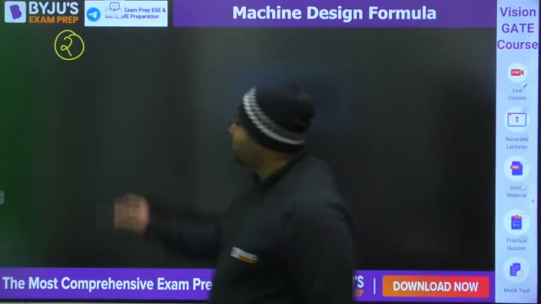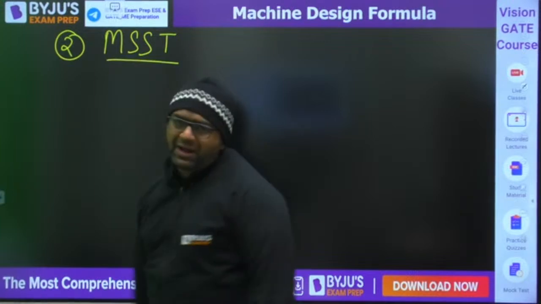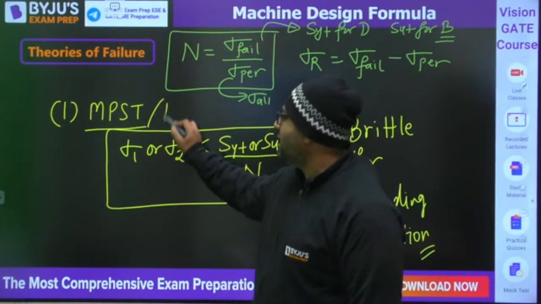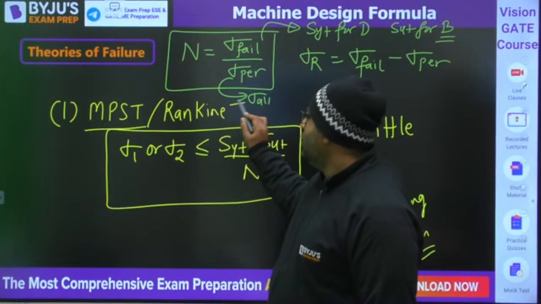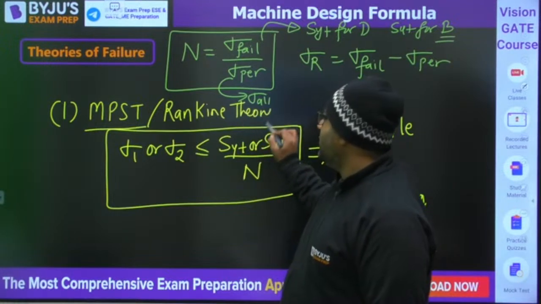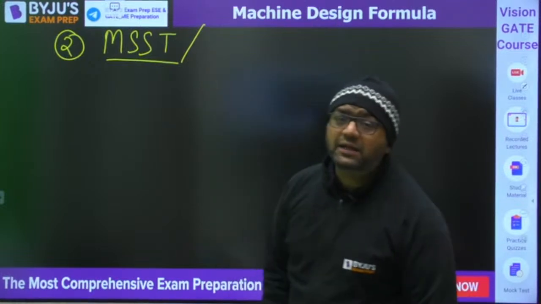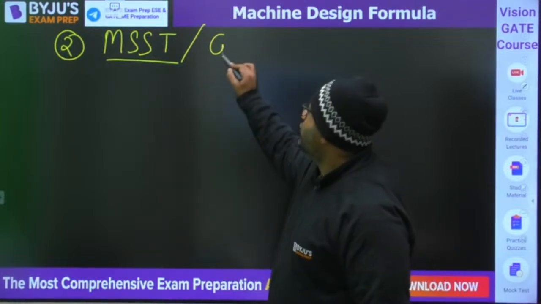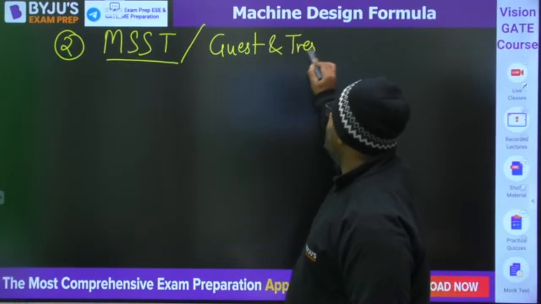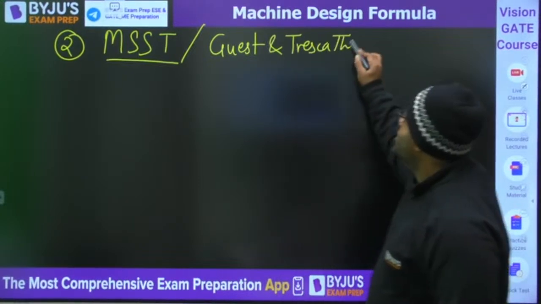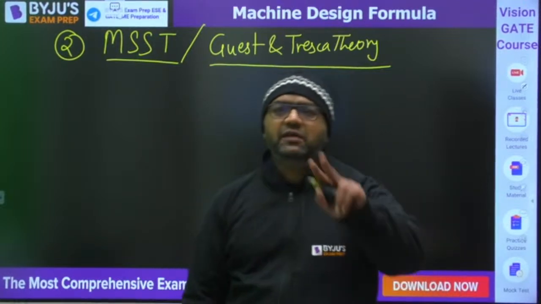Now we are going to have the second theory as the maximum shear stress theory. Everybody knows the maximum principal stress theory was given by Sir Rankine, so that is also known as the Rankine theory. Similarly, the MSST theory was given by Sir Guest and Tresca, so we also call it the Guest and Tresca theory. Majorly it is known by the name of Tresca theory. It is giving two statements.